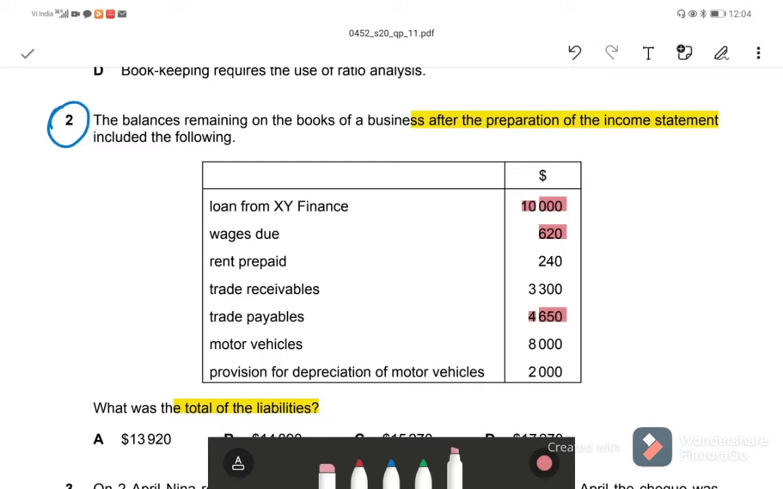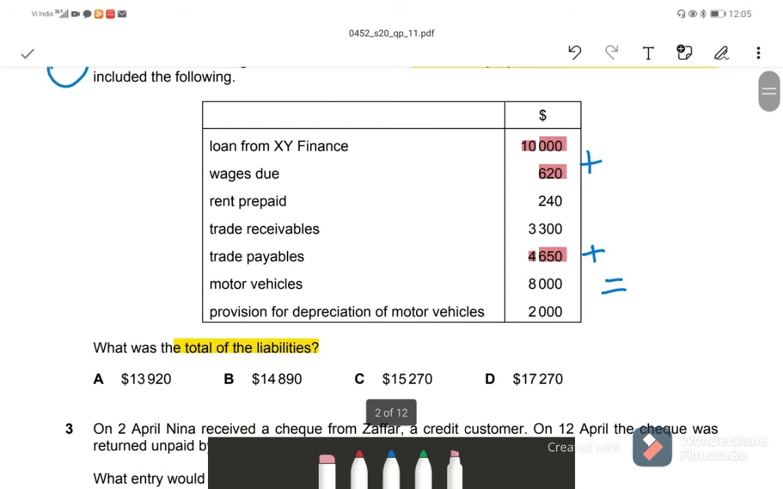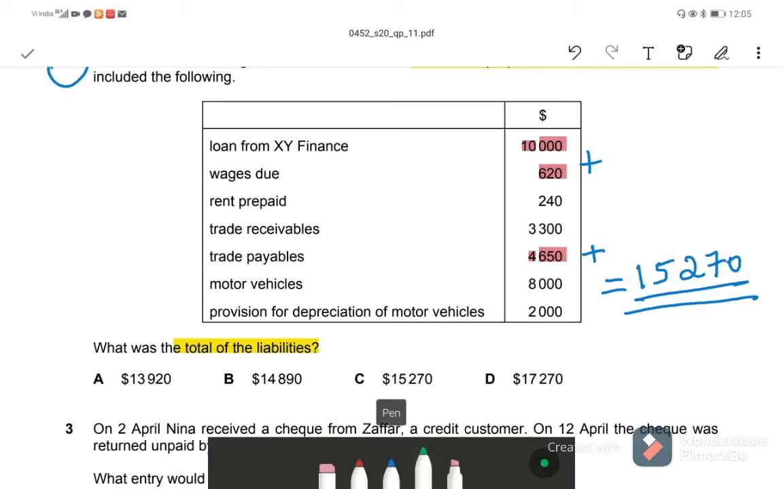So we have three liabilities. What is the total amount? 10,000 plus 620 plus 4,650 is equal to 15,270. So the correct answer is C.